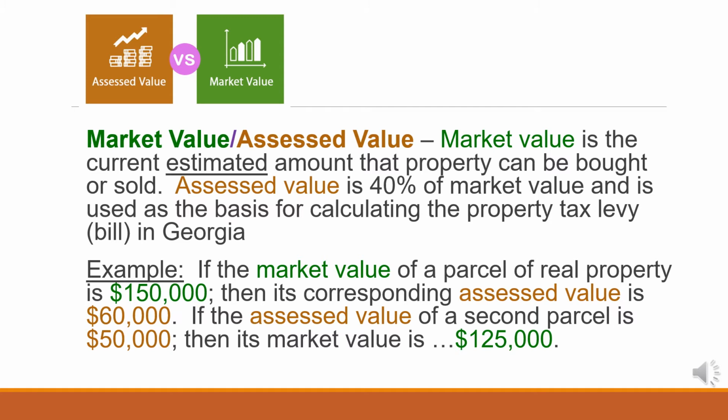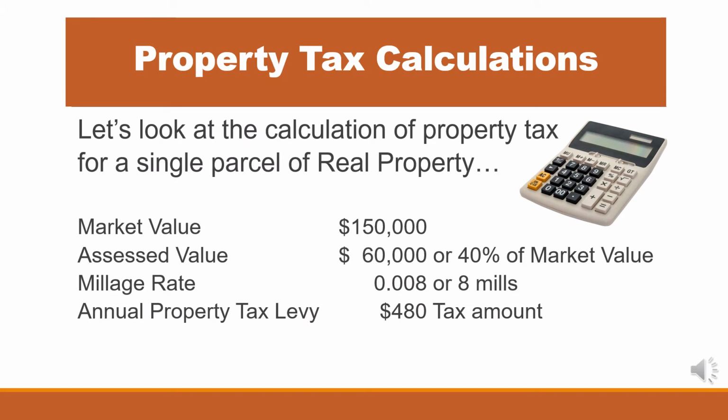Georgia. So, if the market value of a parcel of real property is $150,000, then its corresponding assessed value is $60,000. Likewise, if the assessed value of a second parcel is $50,000, then its market value is $125,000.